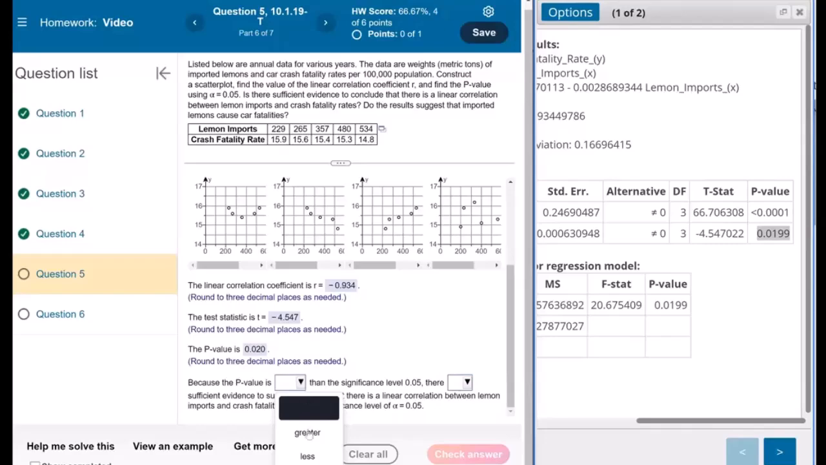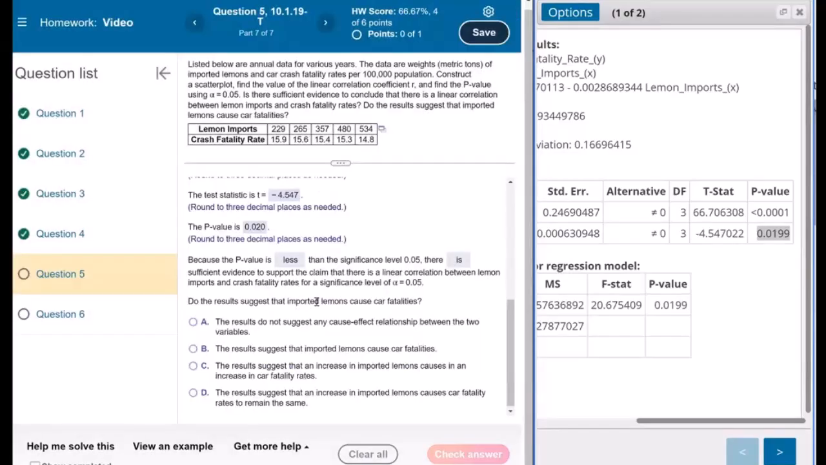Because the p-value is less than the significance level of 0.05, there is sufficient evidence to support the claim that there is a linear correlation between lemon imports and crash fatality rates for a significance level of alpha equals 0.05. Do the results suggest that imported lemons cause car fatalities? Remember from the lecture, we talked about causality. Because two things are linearly correlated, it does not necessarily mean one causes the other. The results do not suggest any cause-effect relationship.